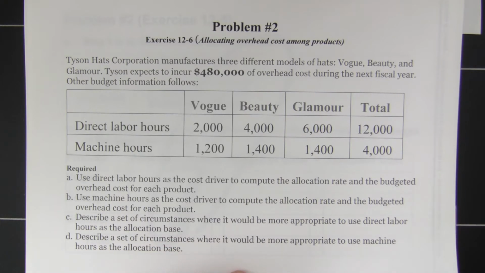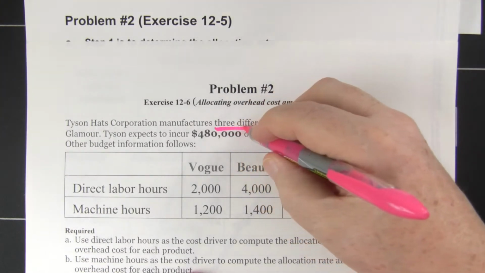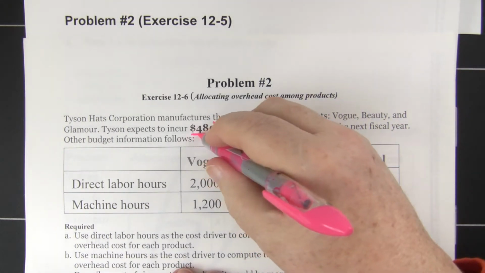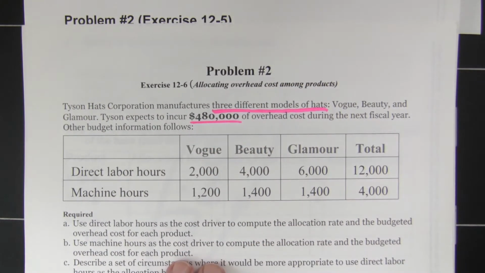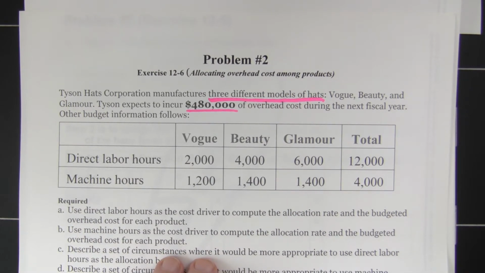Well, this particular company makes 3 different models of hats. Their total overhead is $480,000. Now remember, that $480,000 is general overhead. That's the factory rent. It's the taxes to the state. It's the unemployment tax. It's the insurance on the building. You can't trace this to a specific hat or a specific product.